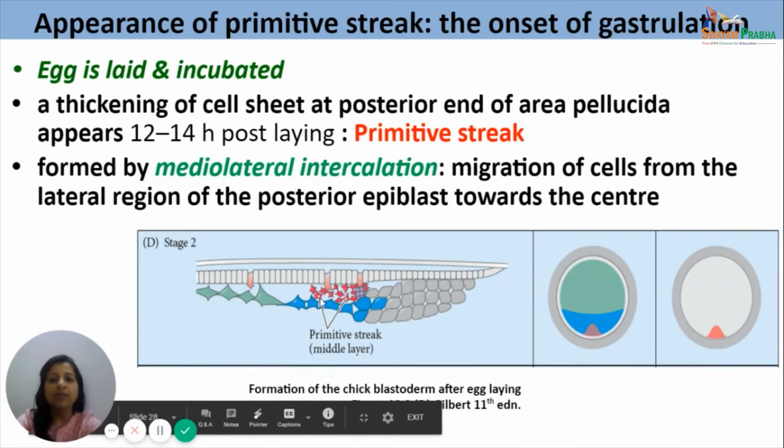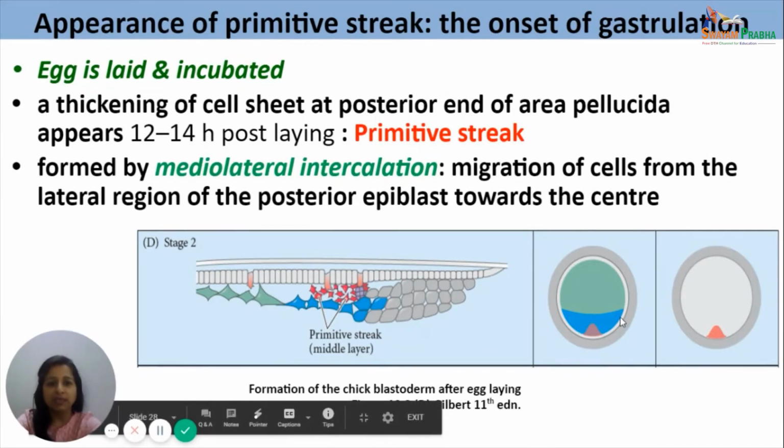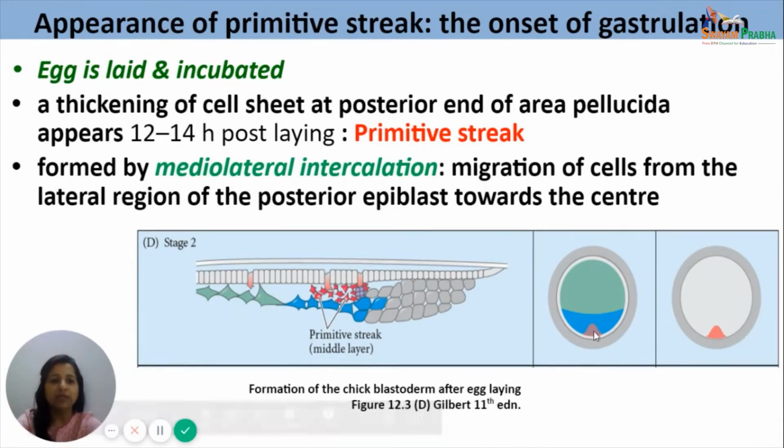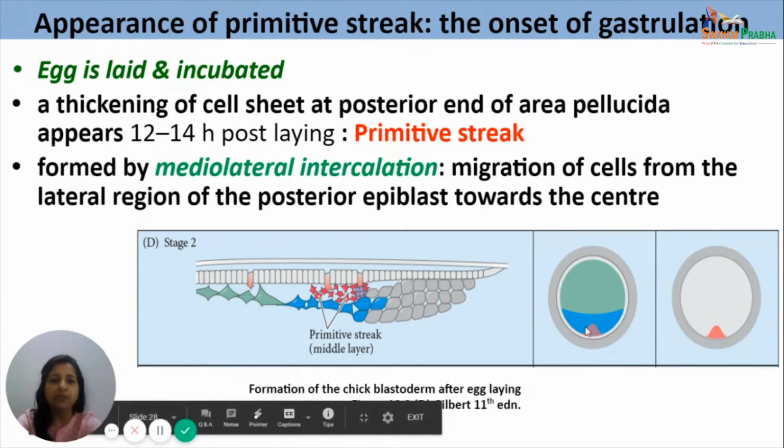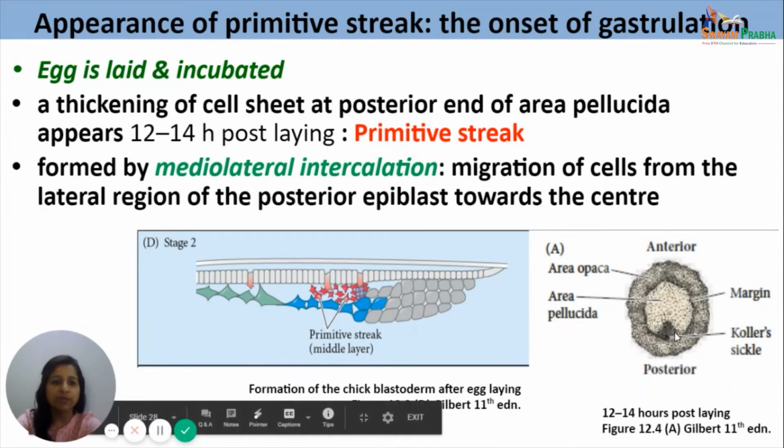This primitive streak is formed by mediolateral intercalation, which involves migration of cells from the lateral region of the posterior epiblast towards the center. That is, the cells from the lateral region of the posterior epiblast will move toward the center to form this primitive streak. This is another diagram which shows the formation of the primitive streak at the posterior region of the epiblast.